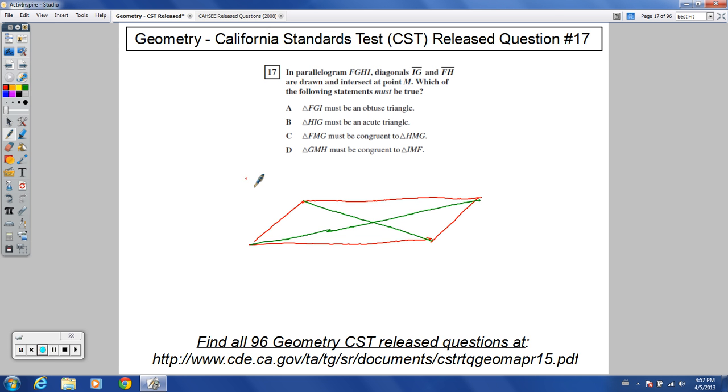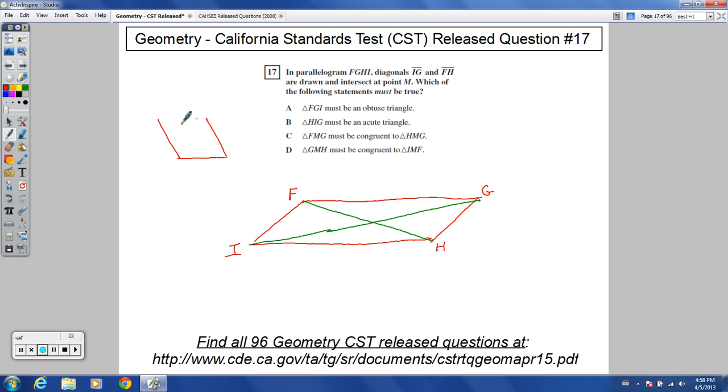And it says that IG and FH are the diagonals, so here we'd have F, G, H, and I, and these would be the diagonals then, IG and FH. So does this have to be true? F, G, I, does that have to be an obtuse triangle? Well, in this one it looks like it is the case, but does it have to be the case? Is there a way I could draw it so that it wasn't?